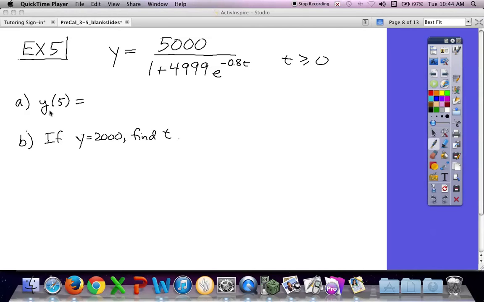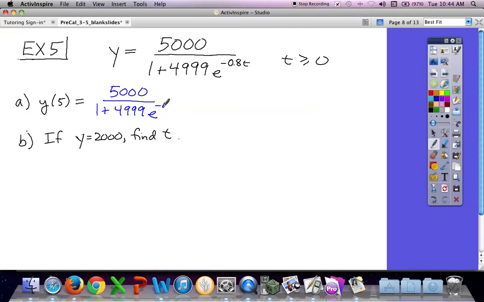Plug in 5 for T. So Y of 5 would be 5,000 divided by 1 plus 4,999 e to the negative 0.8 times 5. That is straightforward. Just put it in the calculator. Make sure that your denominator is in parentheses, otherwise you're not going to get the right answer. And if you do that, you get approximately, rounded to the nearest student, 54 students infected after 5 days.